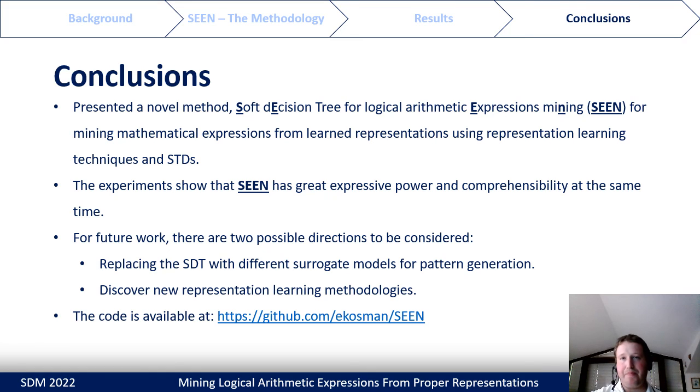For future work, two possible directions can be considered. One is replacing the soft decision tree with different surrogate models for pattern generation, and the second is discovering new representation learning methods from which we can generate representative and very interesting patterns.